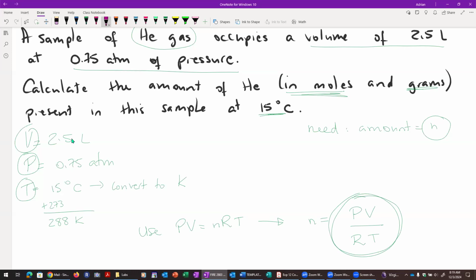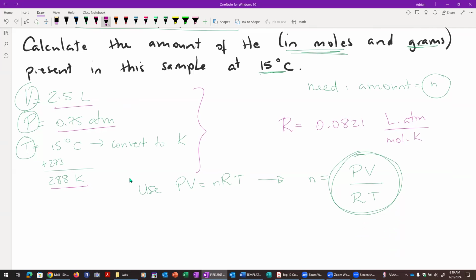We have our volume, 2.5 liters. We have our pressure, 0.75 atmospheres. We have our temperature in Kelvin. And then R, remember, a gas constant, doesn't change. And that's 0.0821 liter times atmosphere per mole times Kelvin, right? And these are the units that match up with the units that we have over here. So we can go ahead and substitute our values into that equation. And then all it becomes is a math problem.